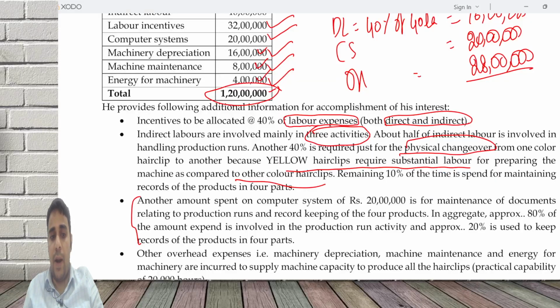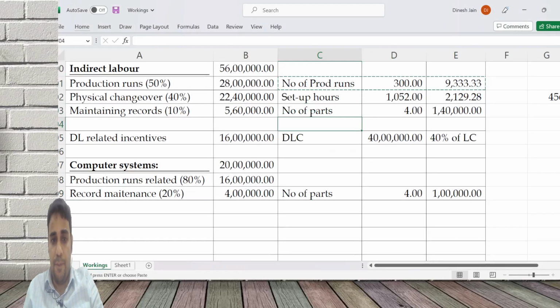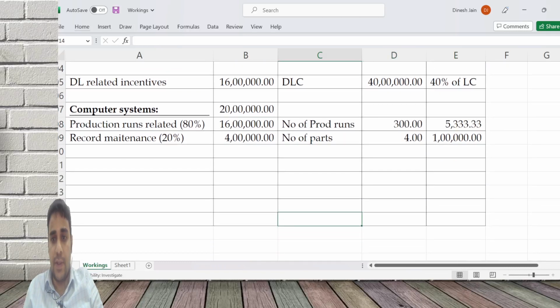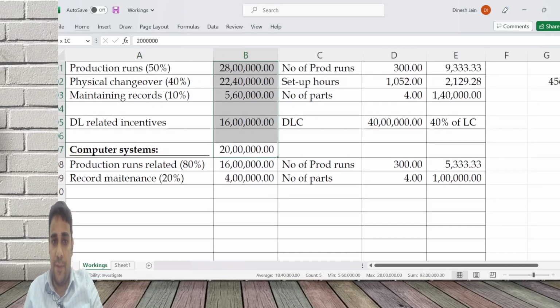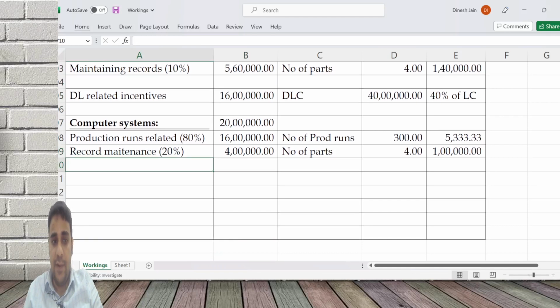Production runs part is based on the number of production runs. This takes care of 92 lakhs of expenses. Still, we have some more expenses to be considered. 80% is on production runs, 20% is for record maintenance.